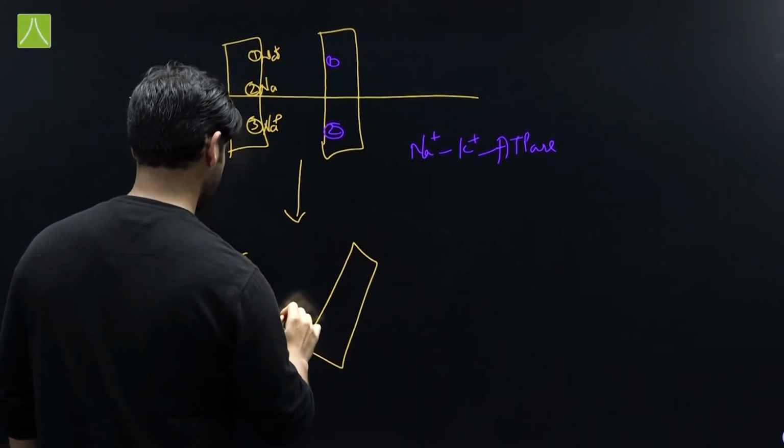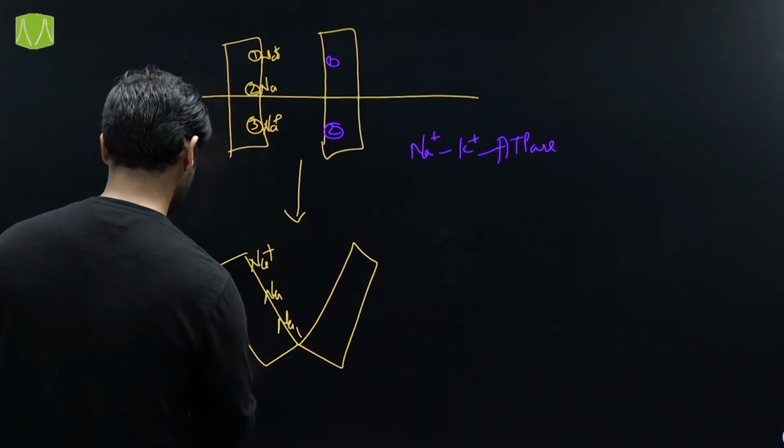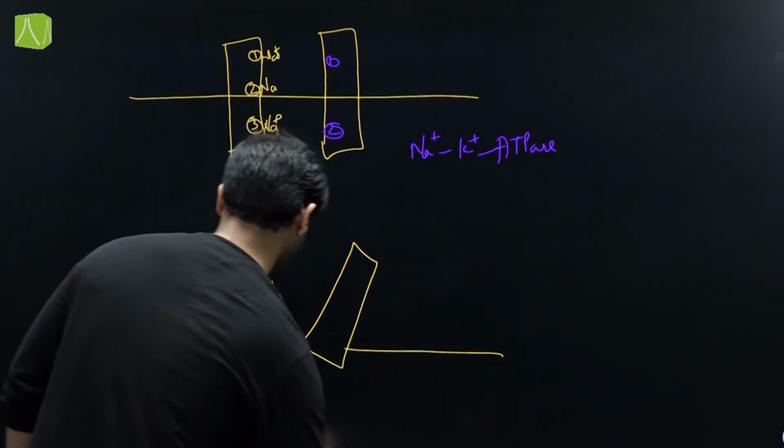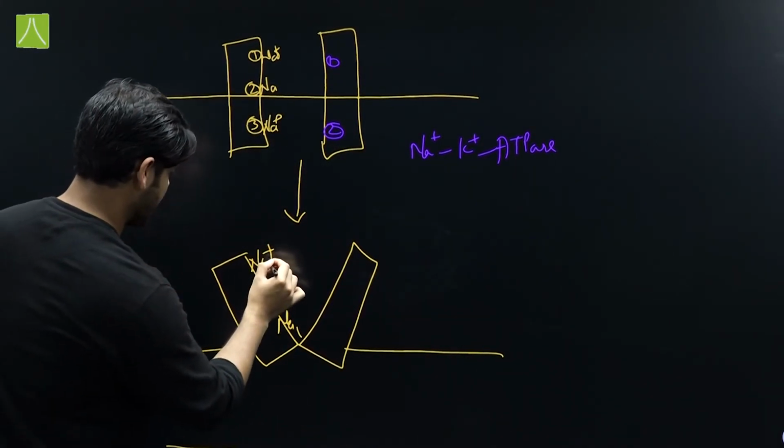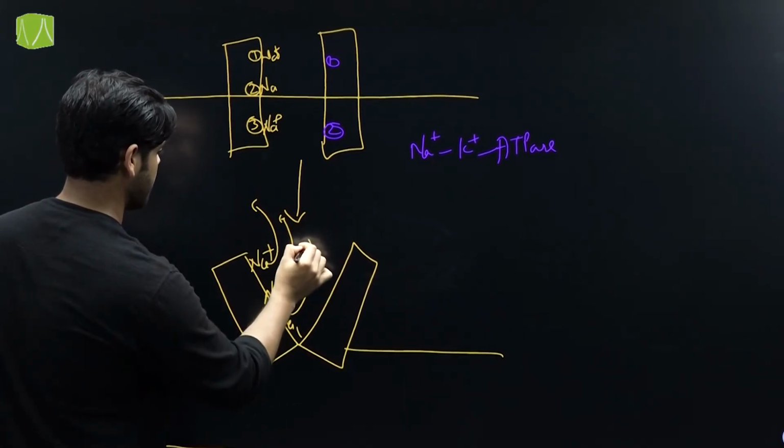Like this. This is sodium, this is sodium, this is sodium, this is a cell membrane. This is how this ion channel pushes sodium outside of the cell.